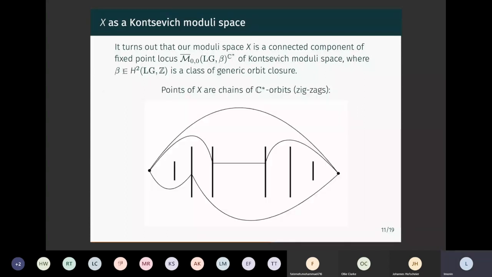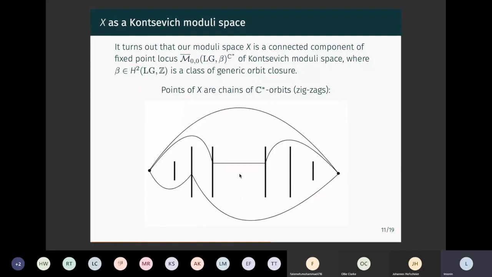And using this description, you can very precisely, very concretely describe the points of this moduli space, the points of X. Namely, they look like zigzags, or more precisely, they're chains of C star orbits. A generic orbit will start in one isolated fixed point and end in another isolated fixed point. But we also might have chains of orbits which go to some intermediate Grassmannian, and from the intermediate Grassmannian they go all the way to the end, or maybe we can have several breaks or whatever.